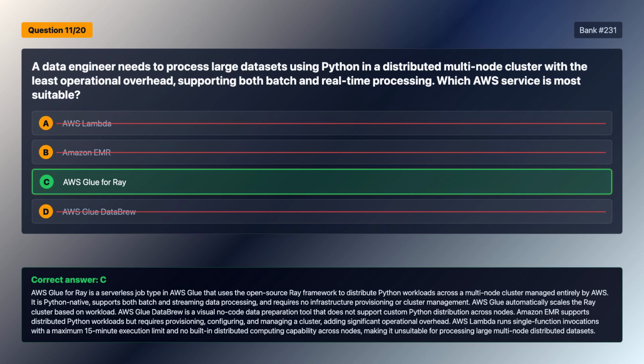AWS Glue DataBrew is a visual no-code data preparation tool that does not support custom Python distribution across nodes. Amazon EMR supports distributed Python workloads, but requires provisioning, configuring, and managing a cluster, adding significant operational overhead. AWS Lambda runs single-function invocations with a maximum 15-minute execution limit and no built-in distributed computing capability across nodes, making it unsuitable for processing large multi-node distributed datasets.